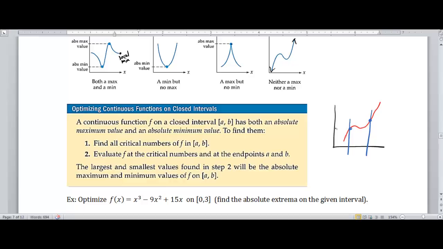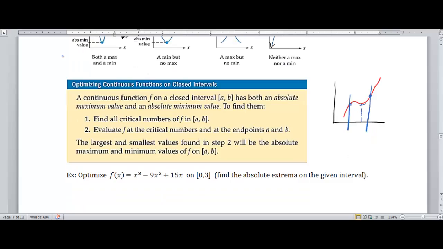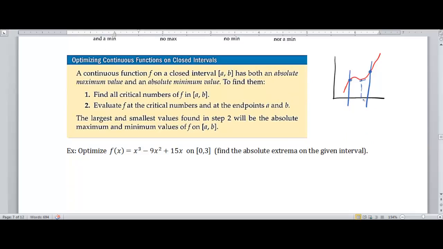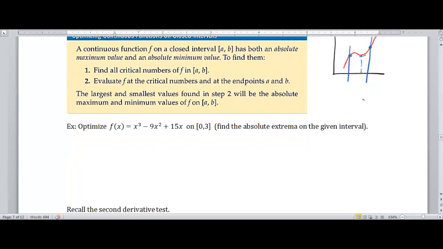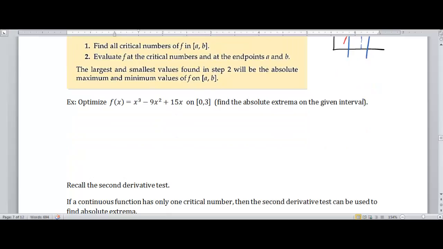So you have to find the critical numbers, which is where the derivative is equal to 0 or undefined. So here's a possible critical number right here, this x value, and you have to evaluate the function at the critical numbers and at the endpoints. Like for this function, the max occurs at the endpoint. So that's what you want to do: evaluate at the critical numbers and the endpoints, and then the largest and smallest values will be the absolute max and min.